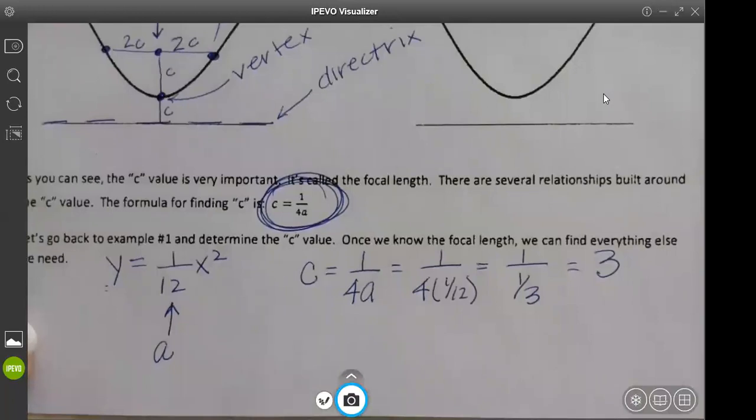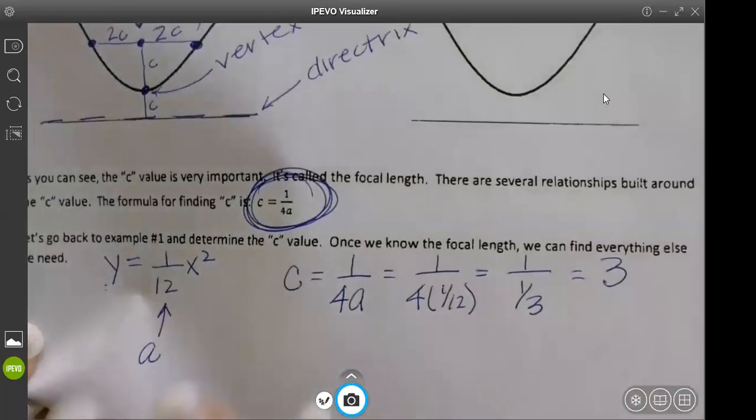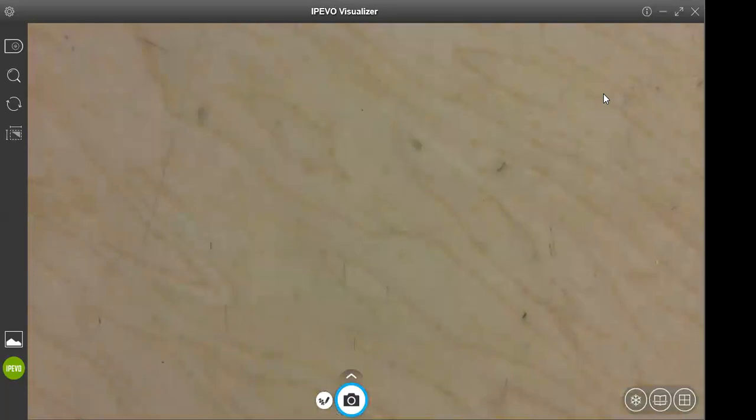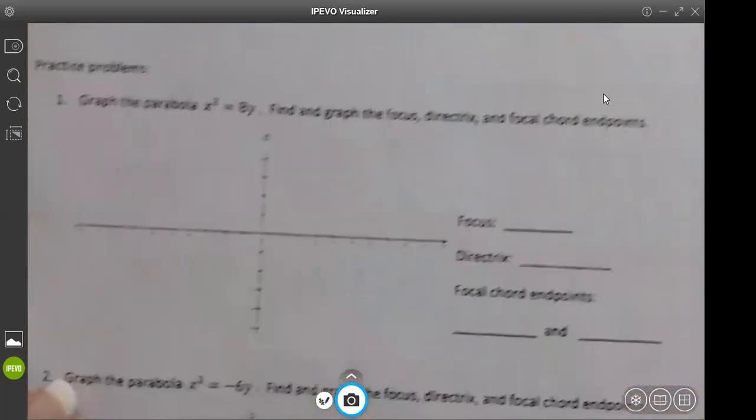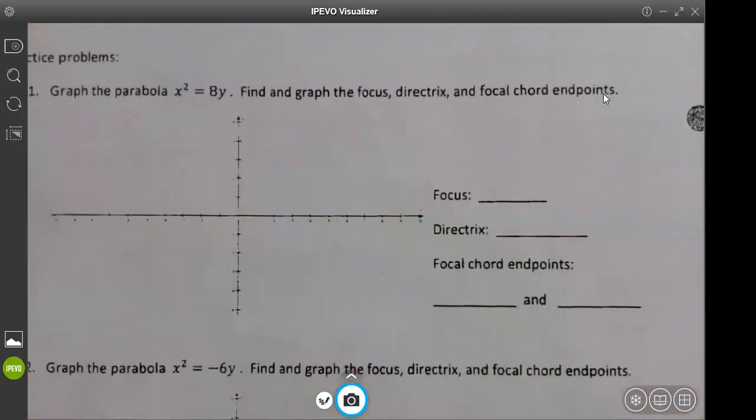You will do 1 over 4A a lot. Okay, a lot. So if you don't have a calculator, you might want to get one. All right, so it says graph the parabola x squared equals 8y. Find and graph the focus, directrix, and focal chord endpoints. You will have to graph those. It'll make it easier if you do.